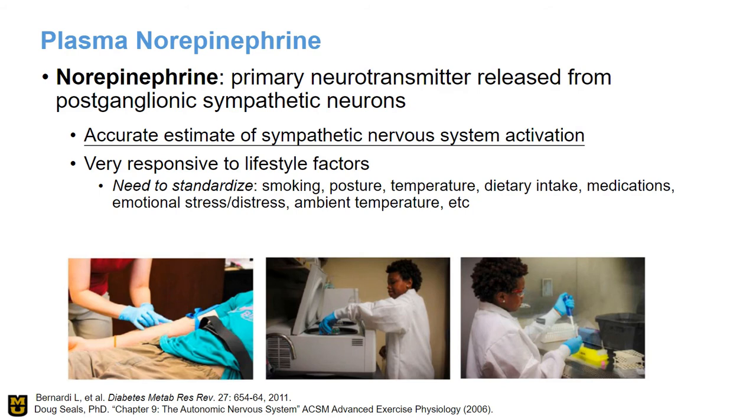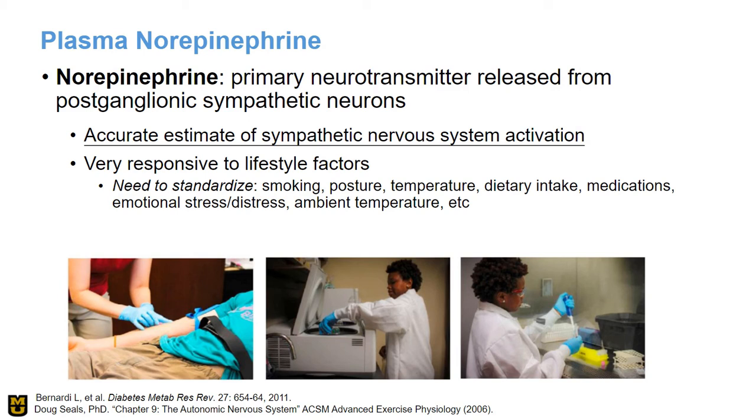And the first one is plasma levels. So plasma norepinephrine. Norepinephrine is the primary neurotransmitter released from the postganglionic sympathetic neurons. So plasma norepinephrine is an accurate estimate of sympathetic nervous system activation. We use this regularly in the lab, but you have to have the capabilities of blood sampling and then blood processing, so centrifugation, pipetting. So in some places this won't be as easy as others. The other thing is it's somewhat expensive. I want to say for us it's about $40 US to run a plasma norepinephrine sample.